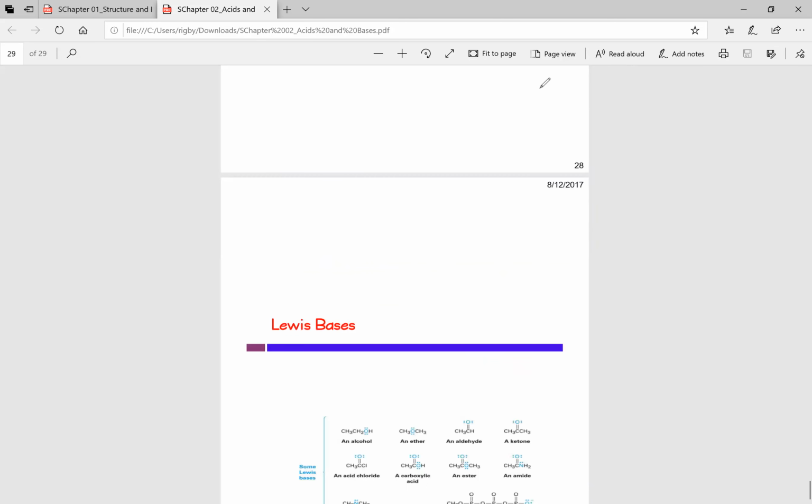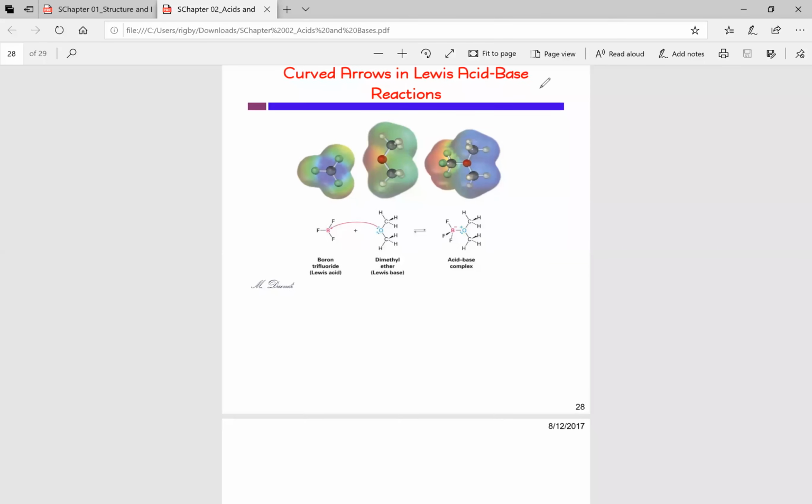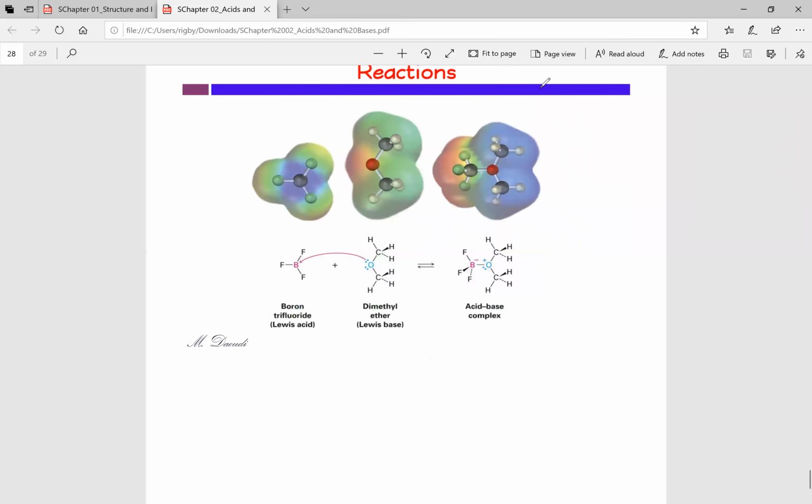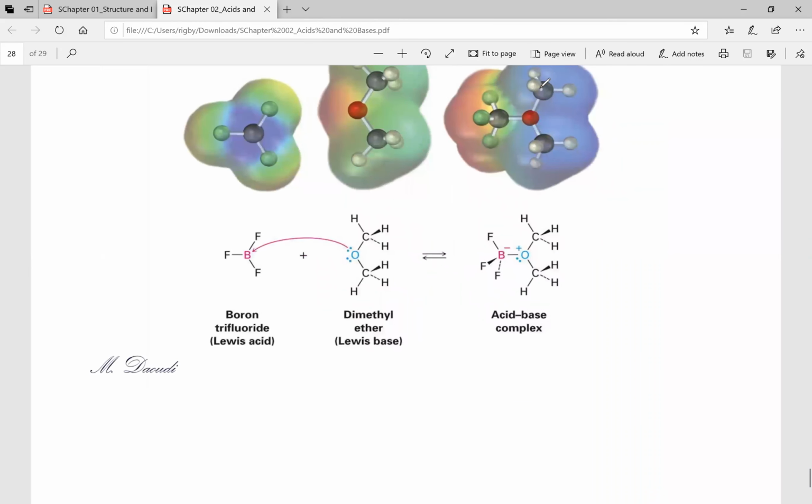So this is just talking about the curved arrows and Lewis acid-base reactions. Sometimes there's only one curved arrow because you're making a new bond between the acid and the base, making an acid-base complex. But in my experience in this class, I have not been asked too much about acid-base complexes. I've been more concerned about whether something is a nucleophile or electrophile, at least in terms of Lewis acid and Lewis base reactions. All right, so that was chapter 2, acids and bases.